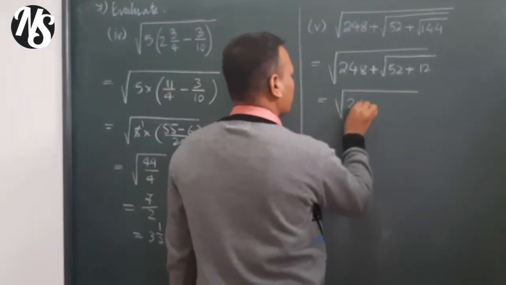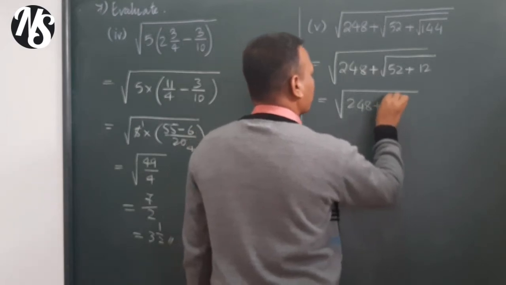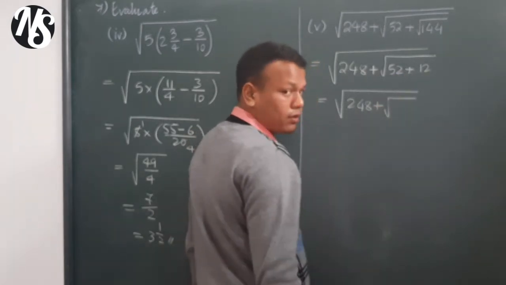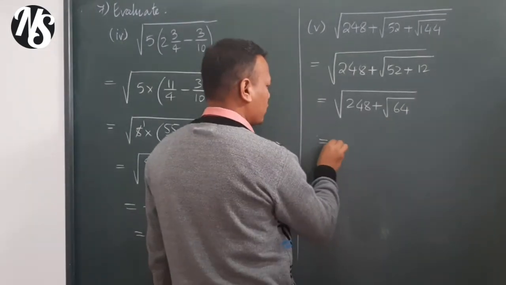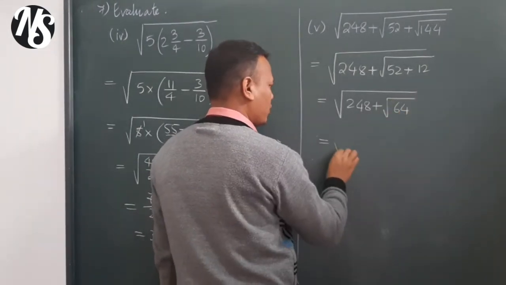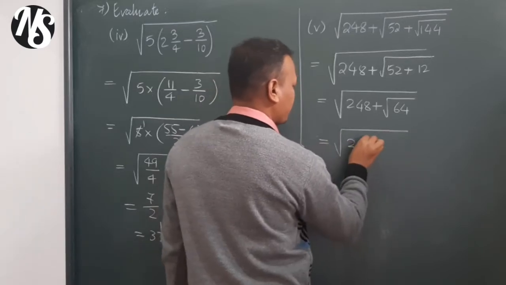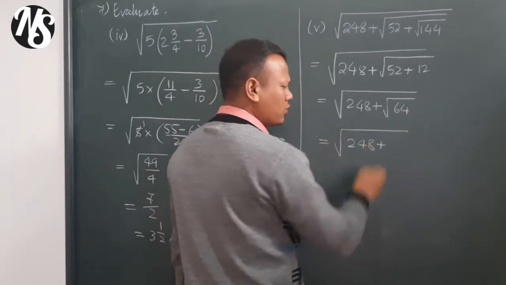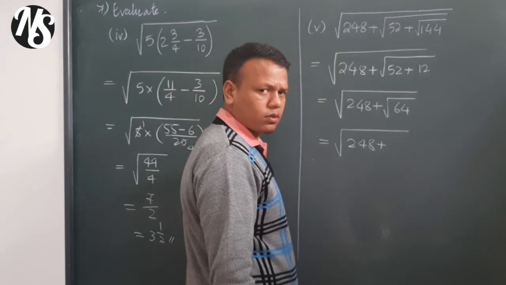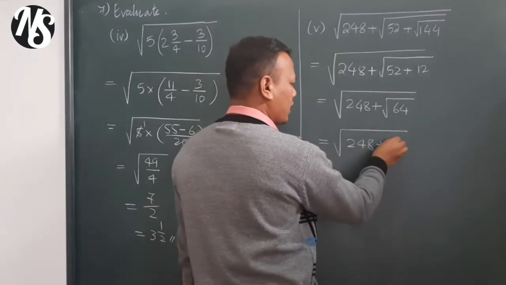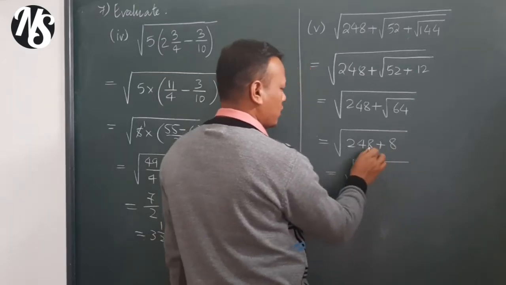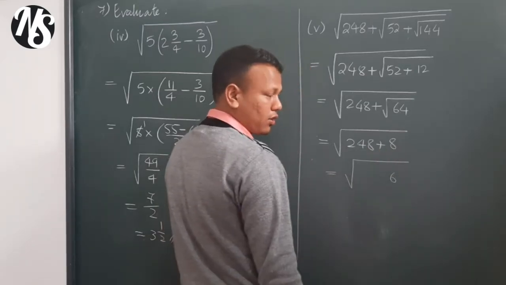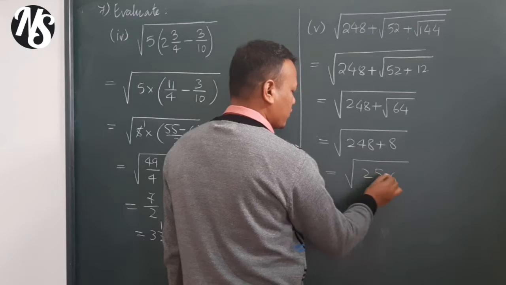So we get 248 plus square root of, now 52 plus 12 is 64, right? Now we have one more inner square root, so 248 plus, now what is the square root of 64? Square root of 64 is 8, isn't it? So let's add it again. So we get 8 plus 8 is 16, carried over 1, so 256, isn't it?